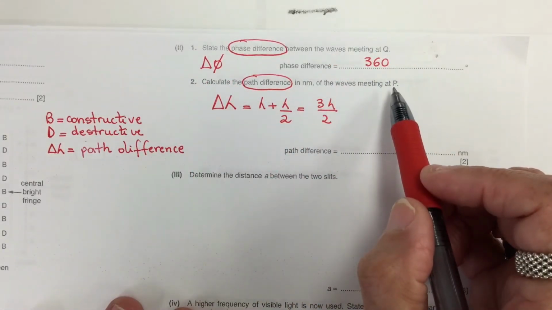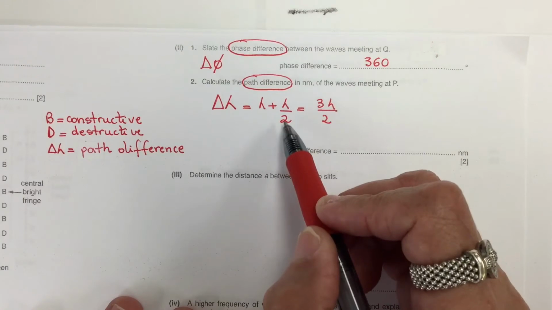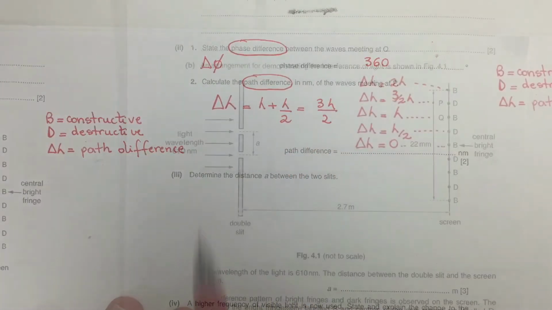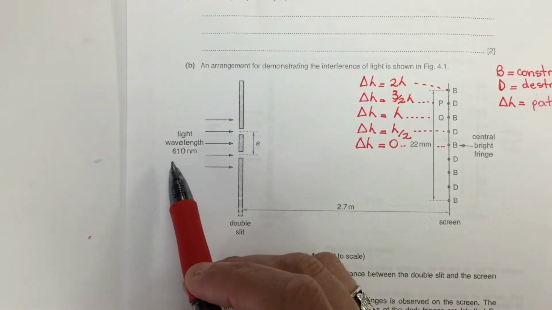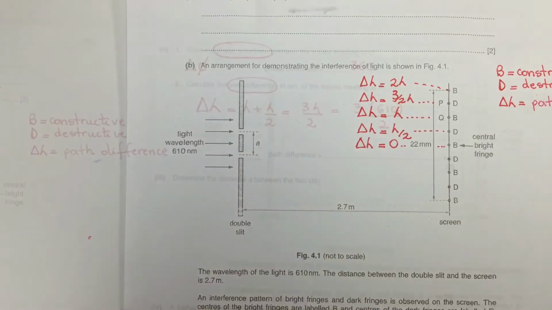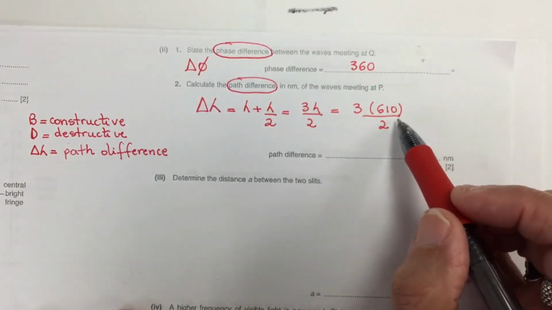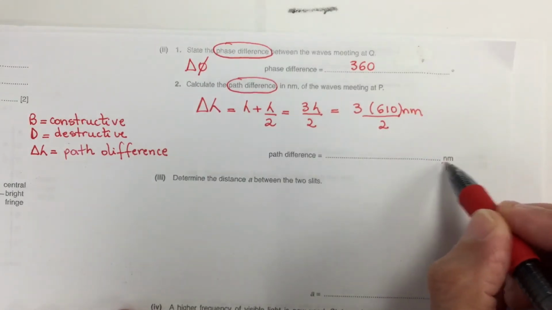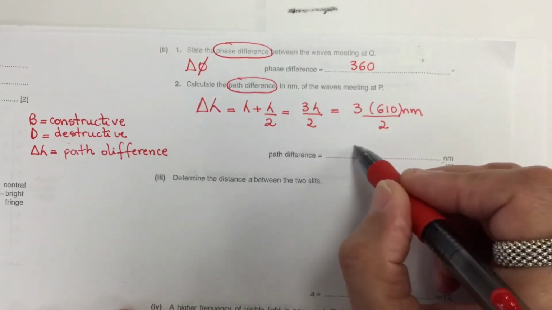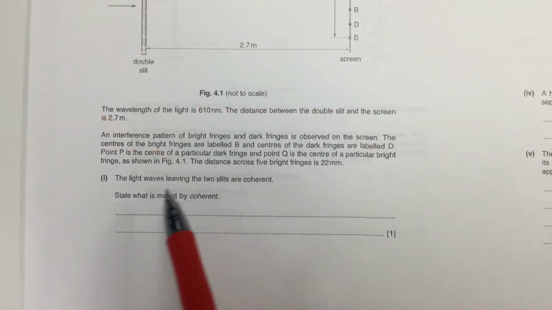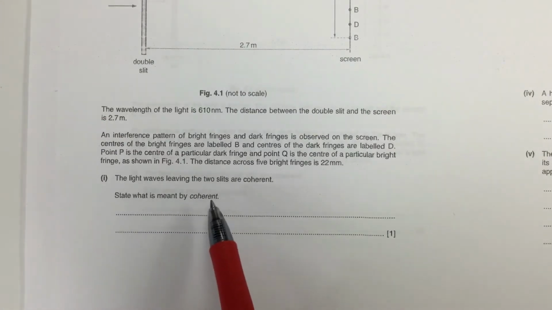So at point P, 1 plus half of a wavelength is 3/2 of a wavelength. So the wavelength of this light given in this problem is 610 nanometer. So doing the substitution, the answer is in nanometer, and the problem is asking nanometer. So when you solve this, you get 915 nanometer. So now let's go back to this question to state what is meant by coherent.